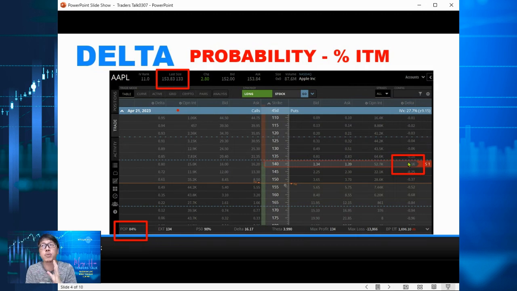For example, if you want a very high probability, then you move lower. You can move all the way lower to, let's say, a delta of 4. That means there is only a 4% chance that Apple price would go to a strike of 125, and you have a 95% chance of winning in this trade. That is how you gauge.